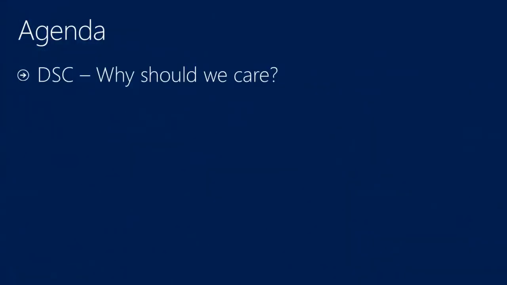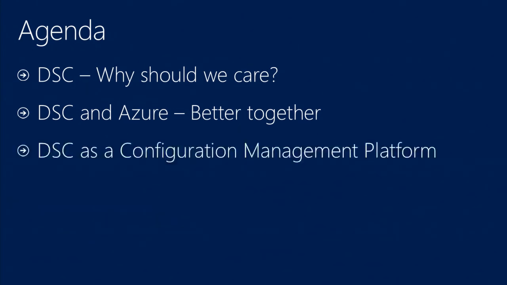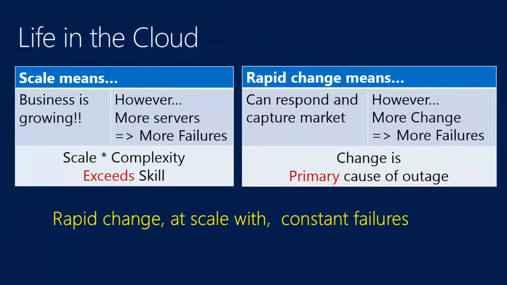So basically, in the talk, we'll go through why desired state configuration is a tool that you should care about. What value add does it provide? And then we are going to look into how Azure and DSC can play better together to solve your configuration management at scale. And towards the end, we are going to talk about complexity to a certain extent so you can scale and keep making changes at a rapid pace.